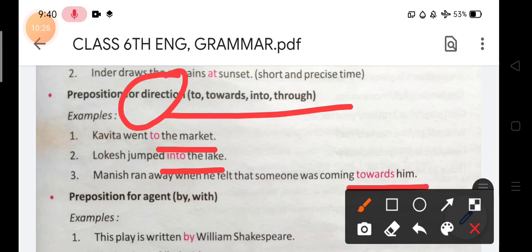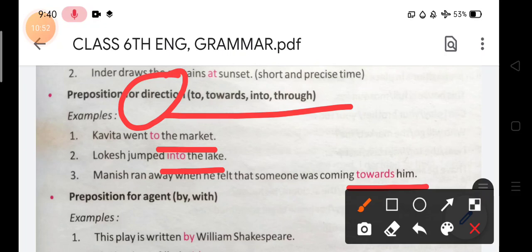So Kavita went to market. To market is a site where Kavita went. Okay, and Lokesh jumped into the lake. Where? Jumped into the lake, this is also showing a direction. And Manish ran away when he felt that someone was coming towards him. Towards him is also showing a kind of direction.